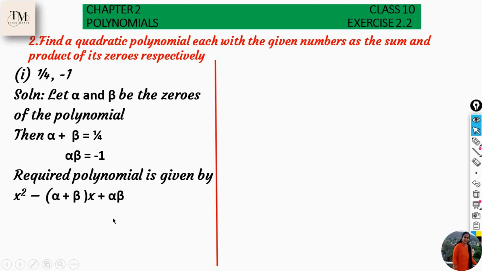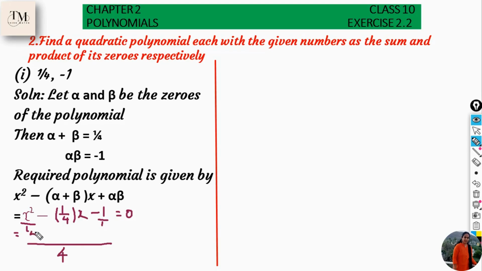So if we substitute the values, we will get the equation. So x square minus alpha plus beta. So alpha plus beta is 1 by 4 into x. Alpha beta is minus 1. So we will equate to 0. So here this is x square minus 1 by 4 x minus 1, and the LCM is 4. So we have to multiply by 4. 4x square minus x minus 4, which is equal to 0.